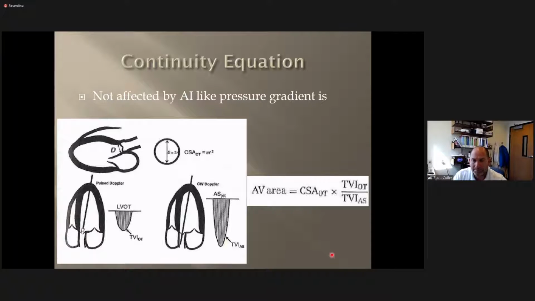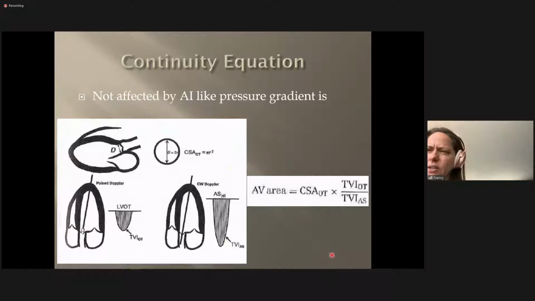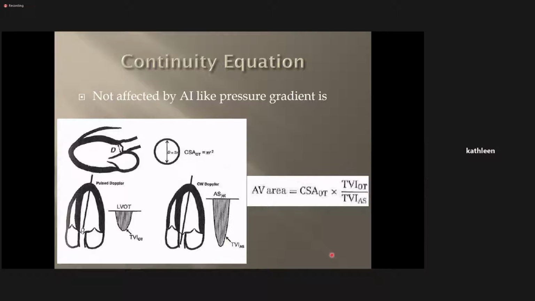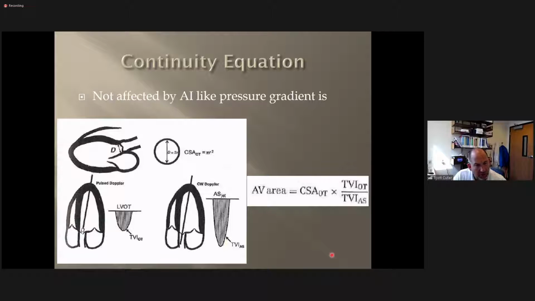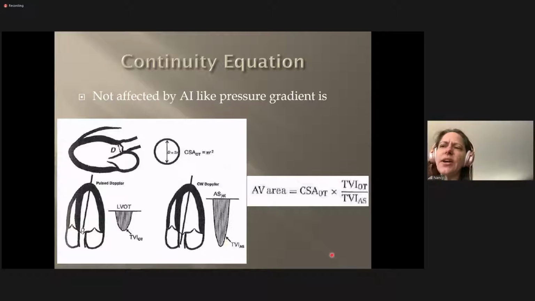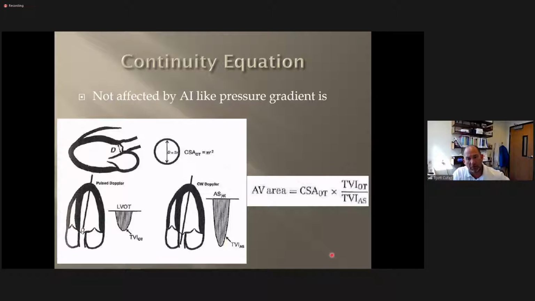Yeah, Nancy? What is the TDI over the TDI? Why is it TVI OT over TVI AS? I thought it was just the VTI. I mean, TVI and VTI, same thing, but why is it OT over AS? So one is the outflow tract and the other is aortic stenosis.